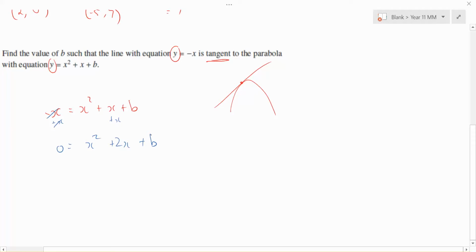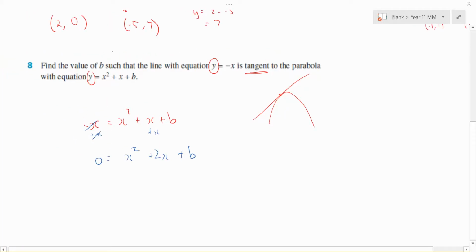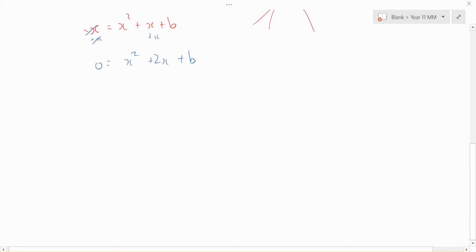I don't know what b is. But that's what the question is asking. They want you to find what b should be to make sure you only get one intersection. I don't want two. I don't want none. I just want one. So what should b be? Now this should remind you, if you're trying to solve for x here, remember you only want one answer. This goes back to your discriminants.